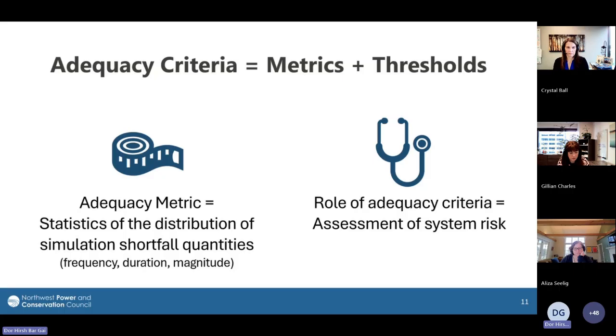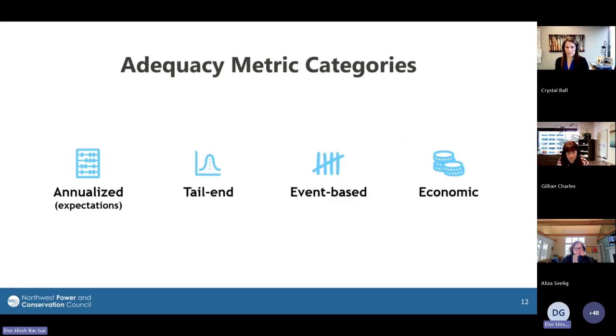The role of adequacy criteria, and I like this little doctor stethoscope, is we use that to assess system risk. You know, we can talk about it as health or other perspectives, but really the idea is we have metrics and we test different parts of the system, or we test different characteristics of the shortfalls, to be a little more specific, and they tell us, are we adequate or are we not?